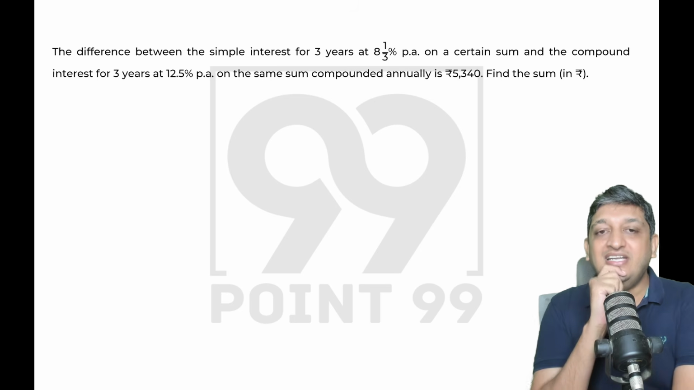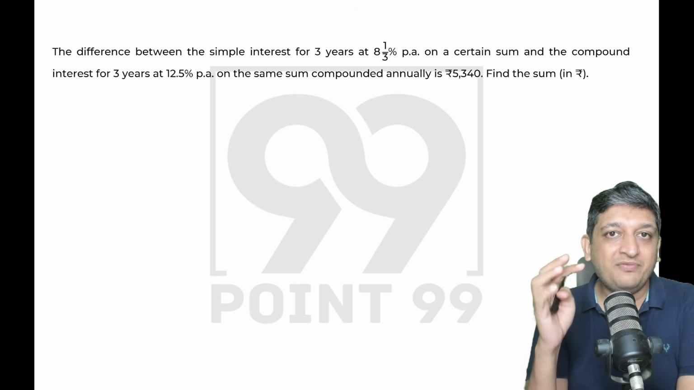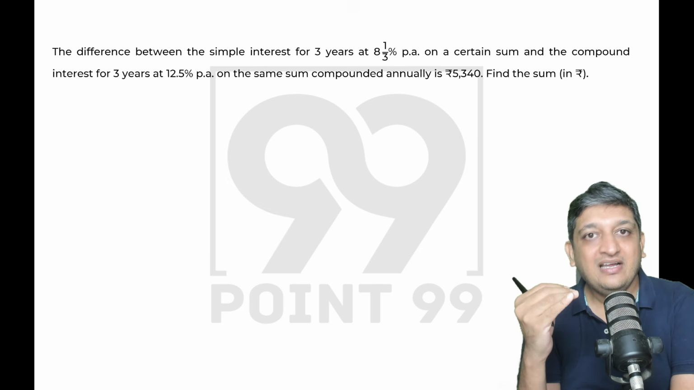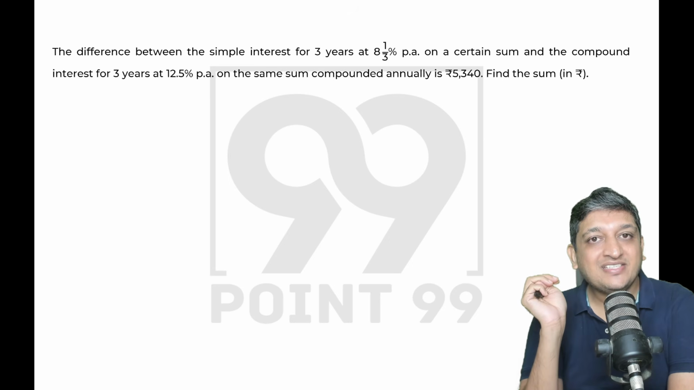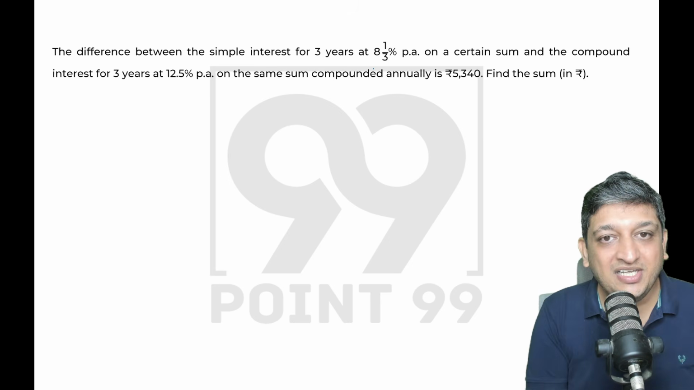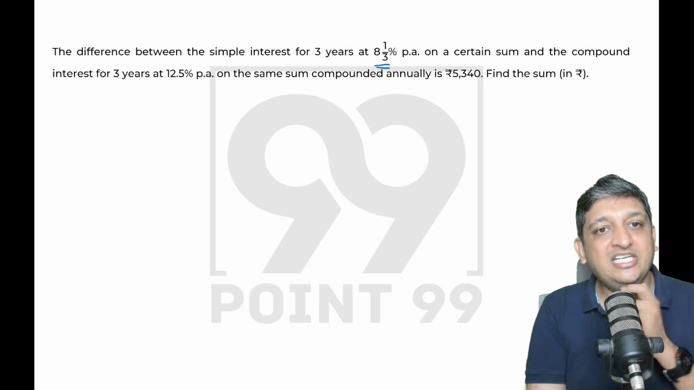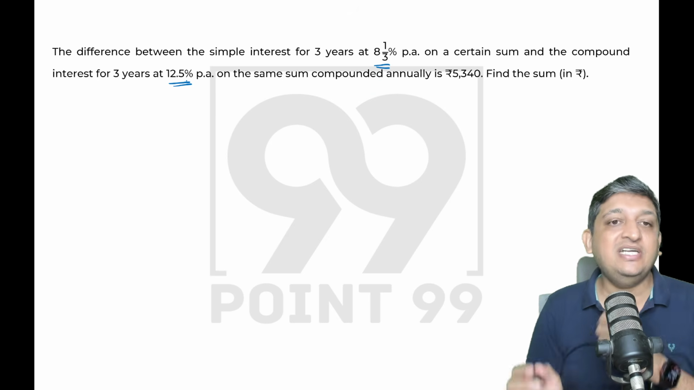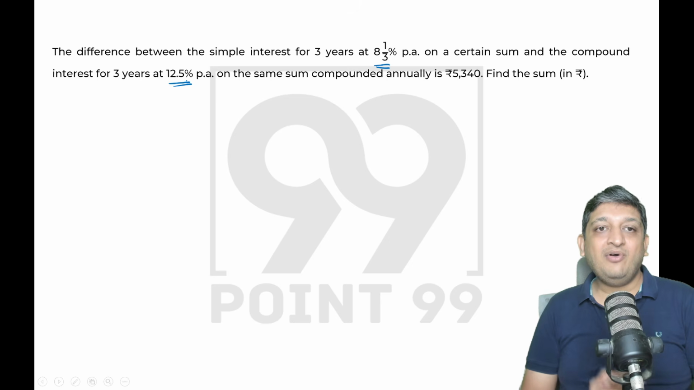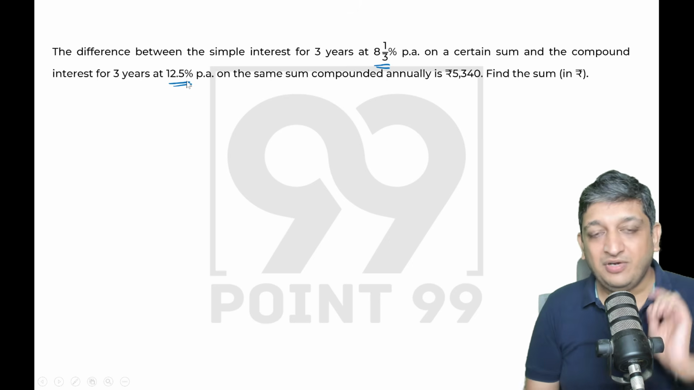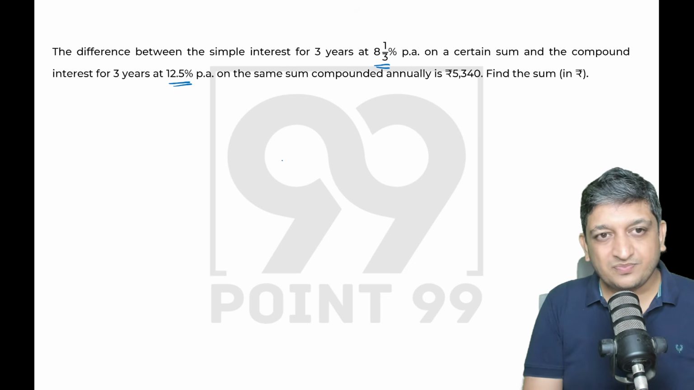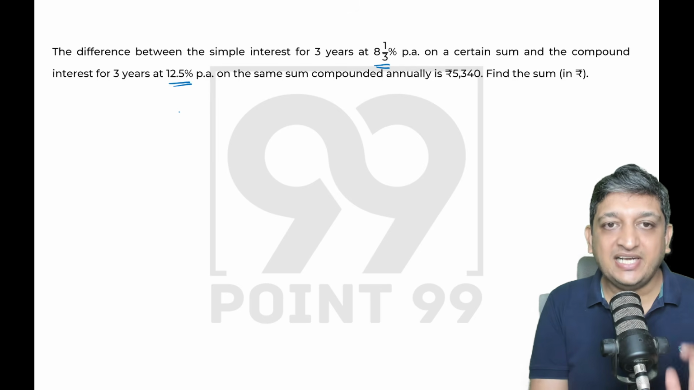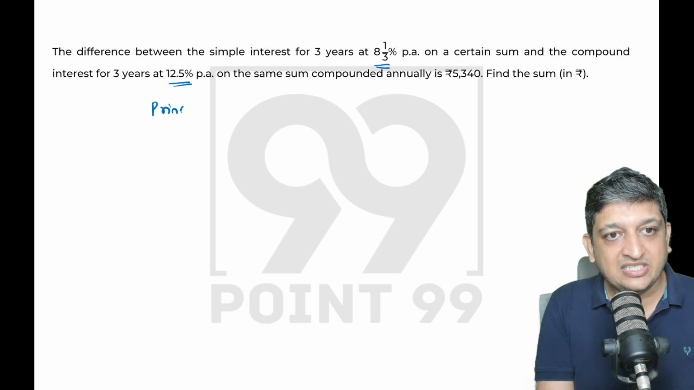Now the funny thing here is we are used to figuring out the difference between SI and CI for a particular sum at the same rate of interest. But here the rate of interest is changing. We have 8 and 1/3% per annum and we have 12.5% per annum. Now, how do we figure this out? So you have to understand one small thing here, right? At the end of 3 years, what is going to be the simple interest that is going to be accumulated on the principal that we have? So let's say the principal is P.